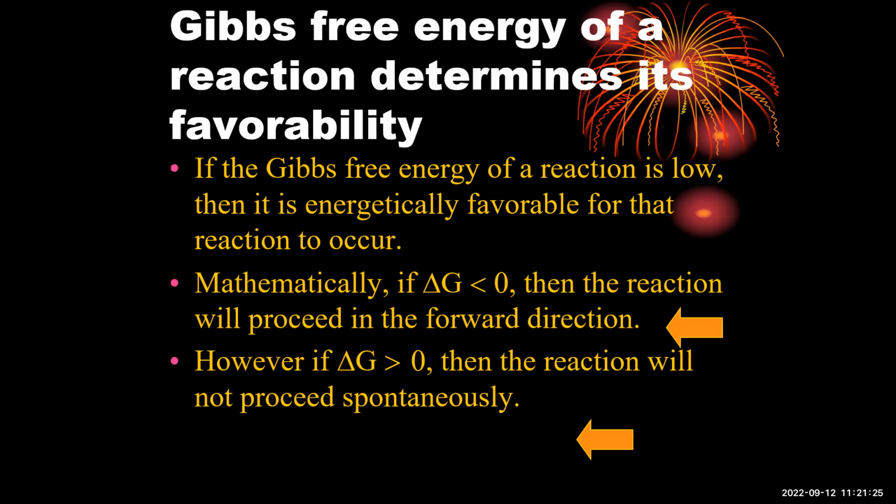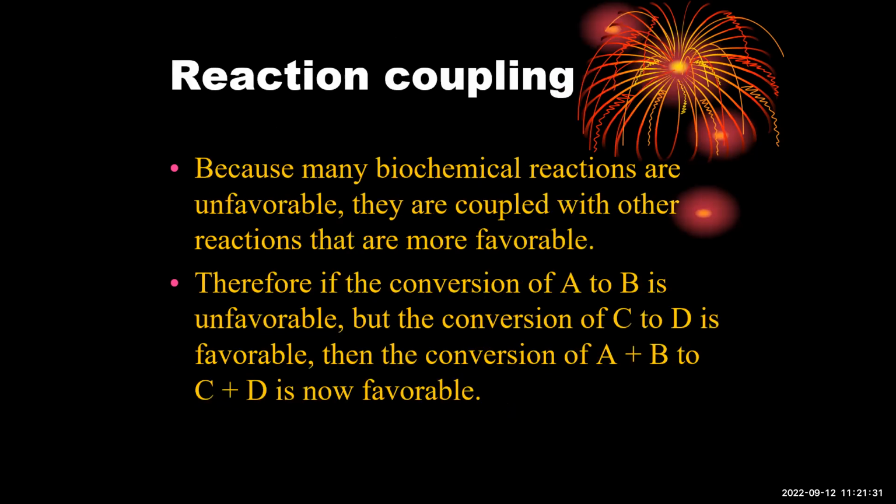If, however, delta G is positive, then it's not thermodynamically spontaneous, and you have to put energy into it. There are a lot of reactions in your body that are not thermodynamically spontaneous. So what does your body do? It takes thermodynamically favorable reactions and couples them with reactions that are not favorable. This is called reaction coupling, a very common strategy in your body.